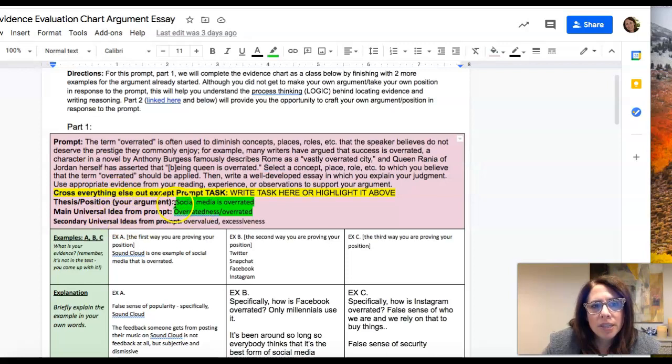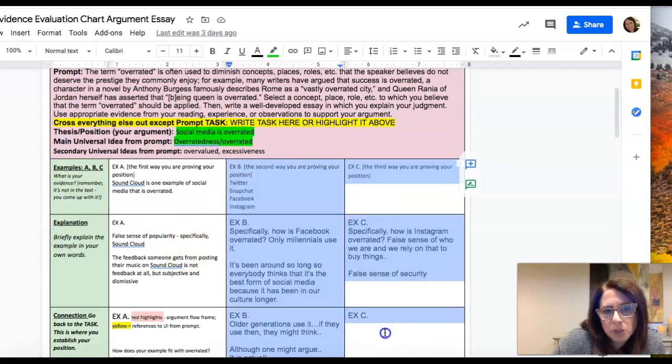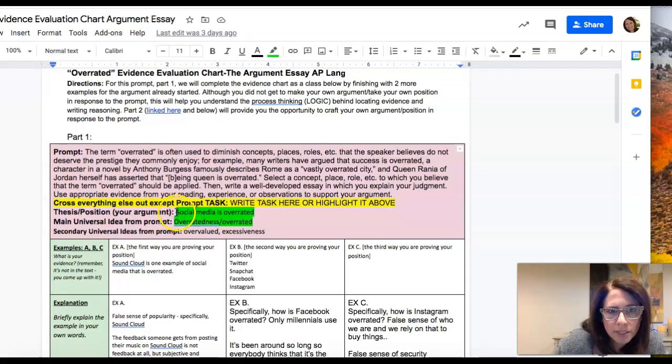So the next thing you have to do is come up with a thesis, and that would be the thing you are selecting. That's your thesis. So I started this essay for you, whether that's easier or harder, it is what it is. I came up with a thesis that social media is overrated. And then I came up with the first example. The homework due today, the 21st, is that you would have to come up with the second and the third examples for why social media is overrated.